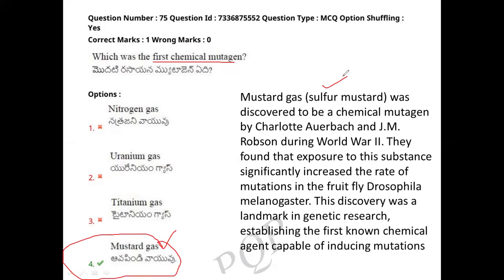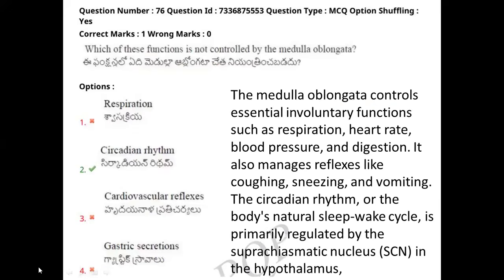So this was first identified during World War II by Auerbach and Robson. So this is the first chemical mutagen, meaning it increases the rate of mutations. They saw a high rate of mutation in Drosophila. So it gave a good landmark, a good phase where genetic research could be done more on mutations. Right? So mustard gas or sulfur mustard is the first chemical mutagen.